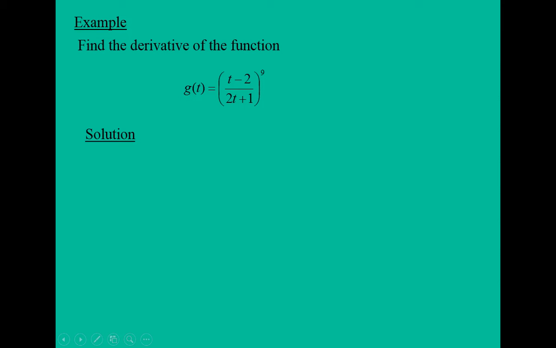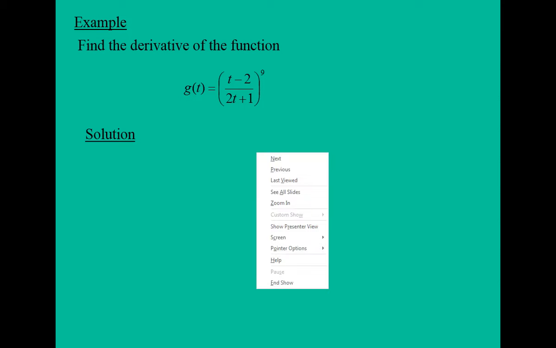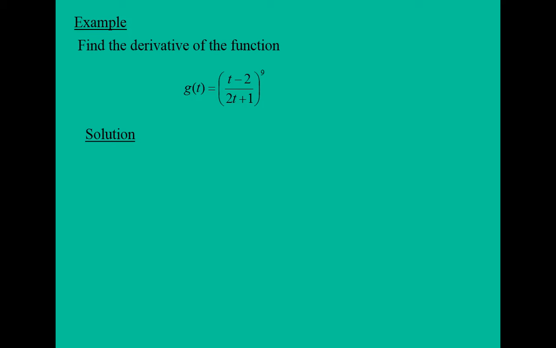So let me just show you the other way quickly, just to show you that, yeah, you can still use this technique. So if you let u equal the inside function, t minus 2 all over 2t plus 1, then we'd have y equals u to the 9th. So if you took du dt, you would then use the quotient rule. Bottom times the derivative of the top minus the top times the derivative of the bottom, all over the bottom squared. And then dy du would just equal 9u to the 8th.